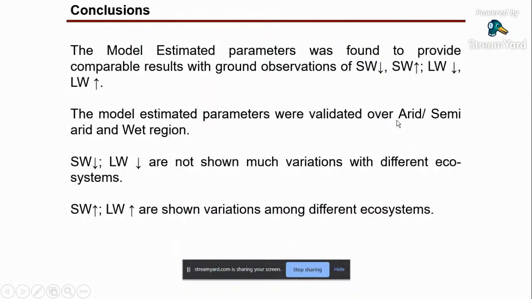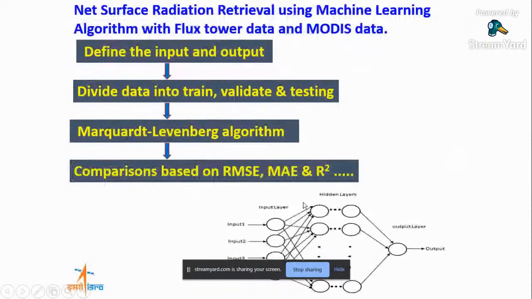The conclusion is that this model is able to estimate all four components of the net radiation, and it was validated against different regions. Shortwave incoming and longwave incoming do not show much variation with different ecosystems. However, shortwave outgoing and longwave outgoing show variations among different ecosystems.